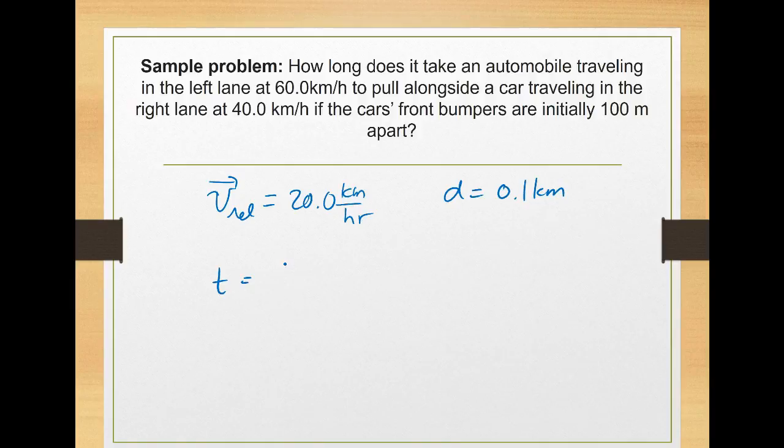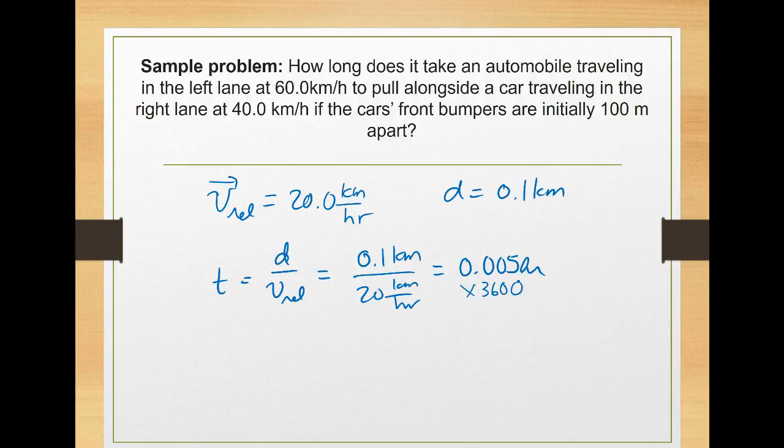And so time is just going to be distance over relative velocity. So 0.1 kilometers over 20 kilometers per hour gives us 0.005 hours. If you multiply that by 3,600 seconds in an hour, that's basically 18,000, but I have to move the decimal place 3 times. So we're talking about 18 seconds. And hopefully that makes sense.